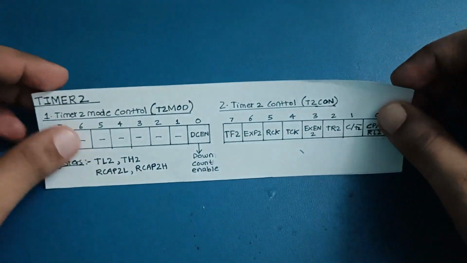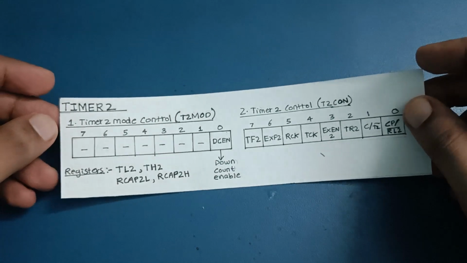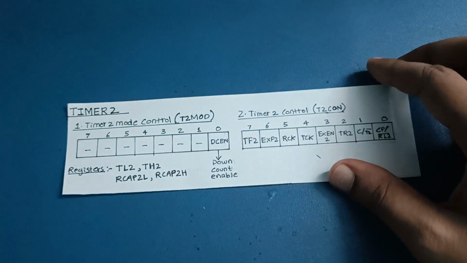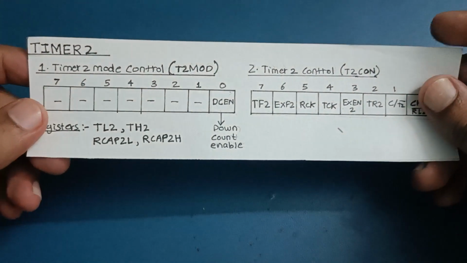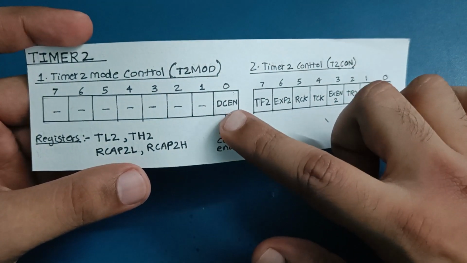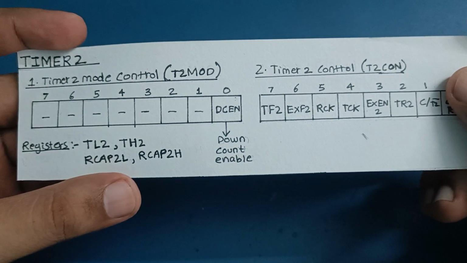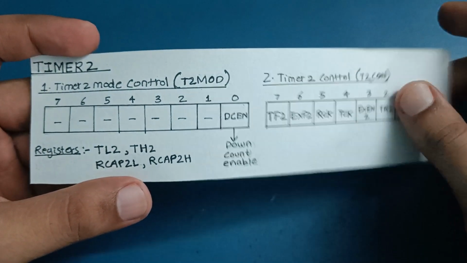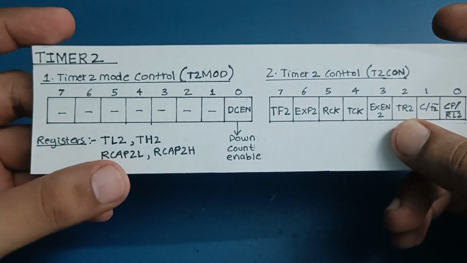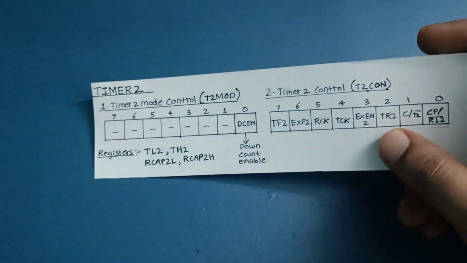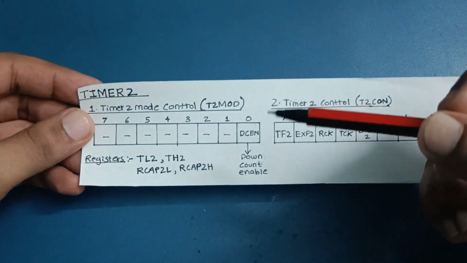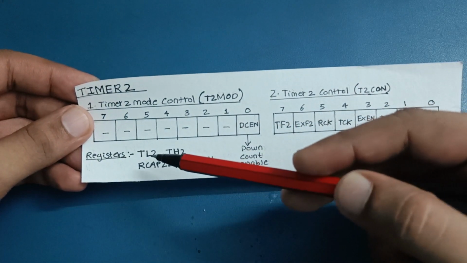This is part 2 of the timer tutorial, and we are going to see Timer 2 in this microcontroller, W78E052D. Timer 2 has two registers, T2MOD and T2CON. In T2MOD there is the LSB bit DCEN, down count enable. If this is 0, then the registers count only up, and if this is 1, then the registers TL2 and TH2 count both upward and downward. So Timer 2 can act as a 16-bit up-down counter if this bit is set.